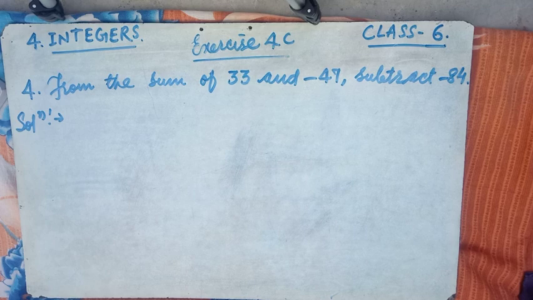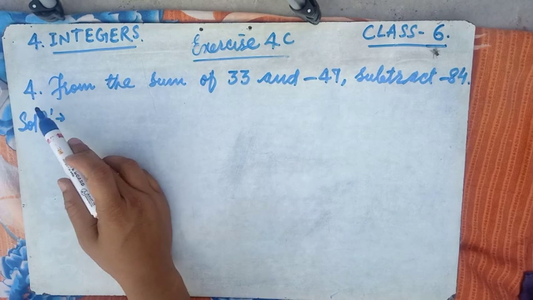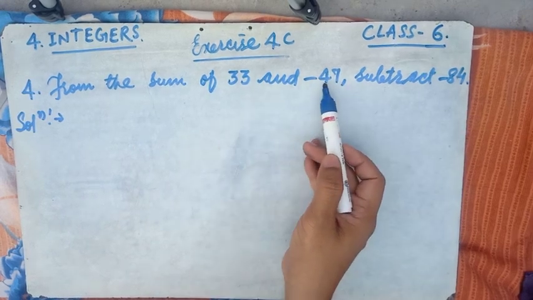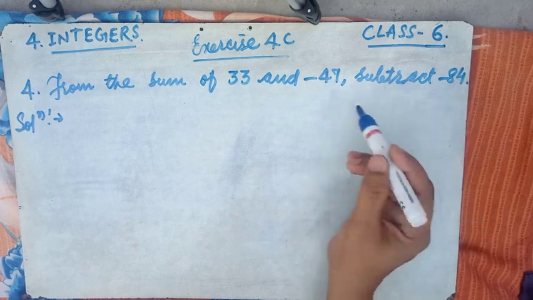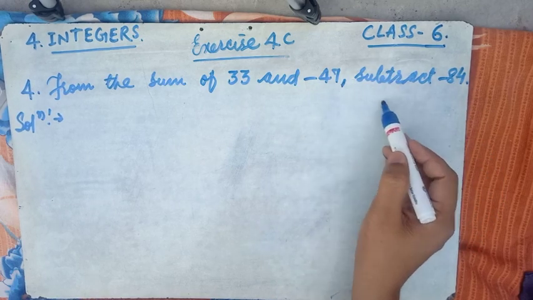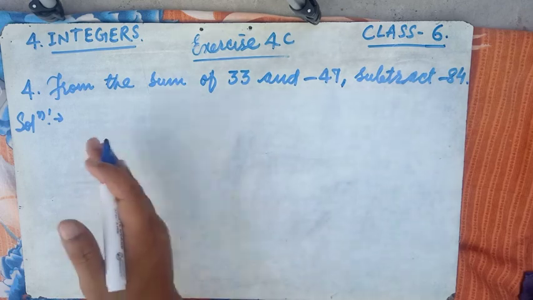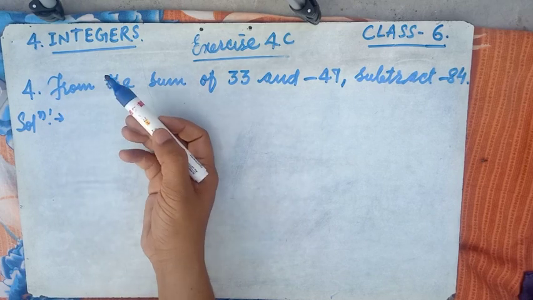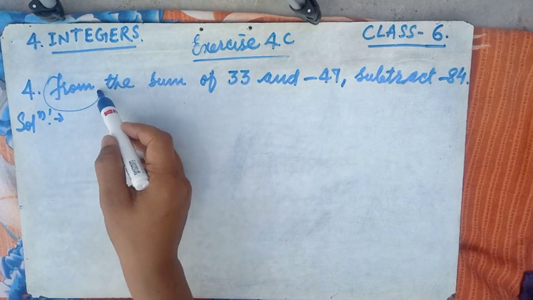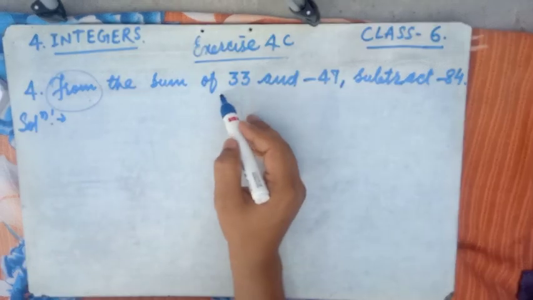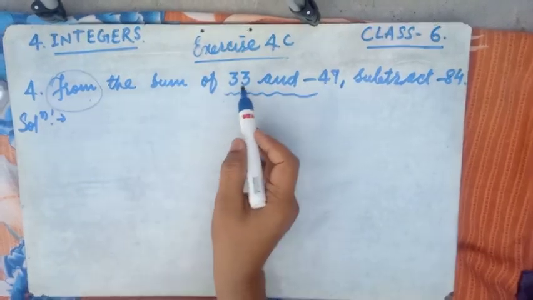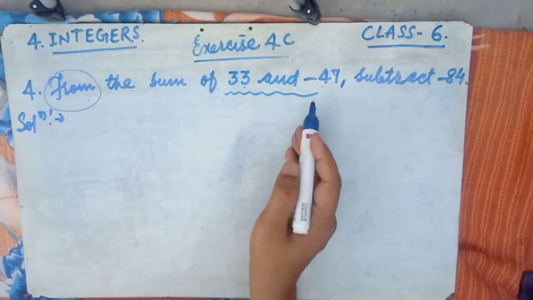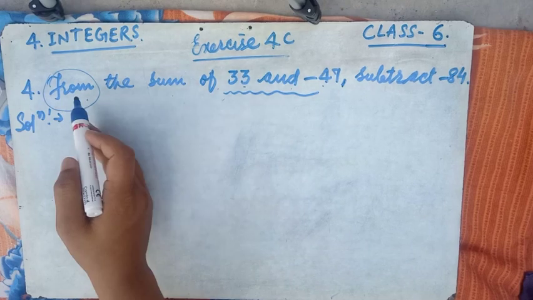Now friends, see question number 4. As you can see, question number 4: from the sum of 33 and minus 47 subtract minus 84. So here is the comma. This sentence could be written first or afterwards, it doesn't matter, but we have to look for where there is "from". Yes, here is "from". Now after "from" there are two terms, that means after "from", the sum of 33 and minus 47, that means we have to bring the first term, the term written after "from".